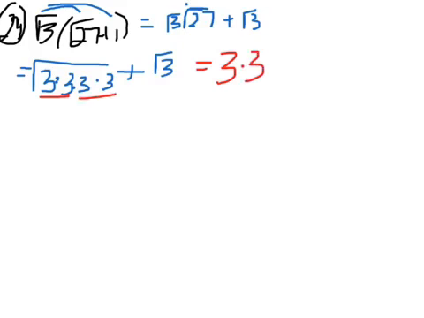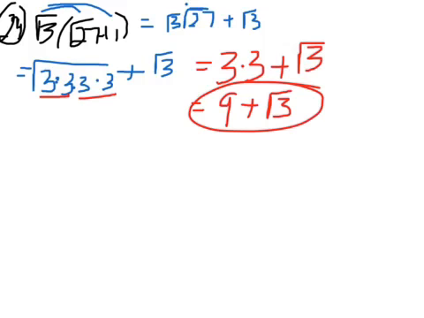Now, if you multiply 3 times 3 times 3 times 3, it's 81. The square root of 81 is going to be 9. 3 times 3 is actually 9, isn't it? So you could have looked at it that way as well. 3 times 3 is 9, and that's done.